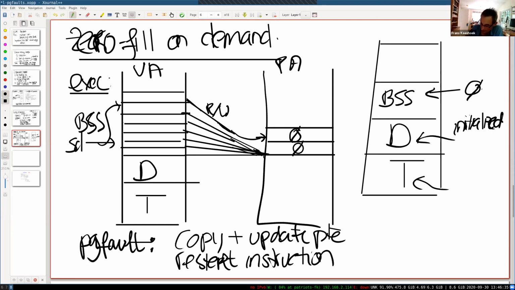And why is this an effective optimization? Why do we think this is actually a good one, or why do operating systems do it?